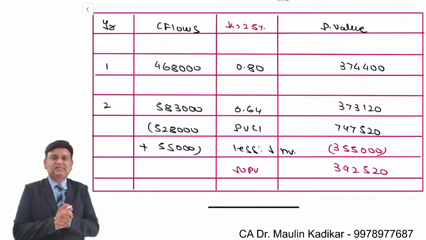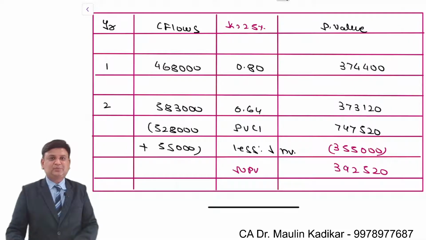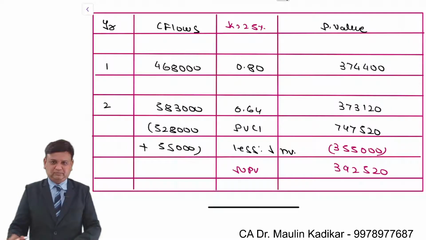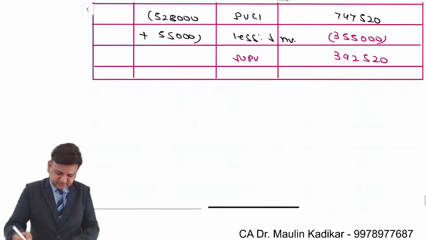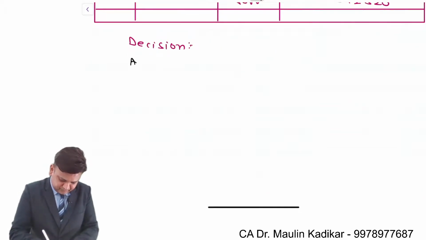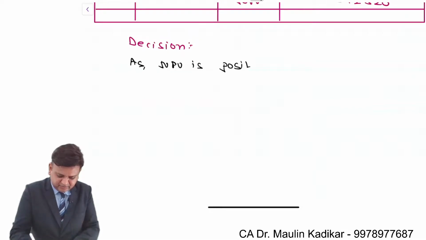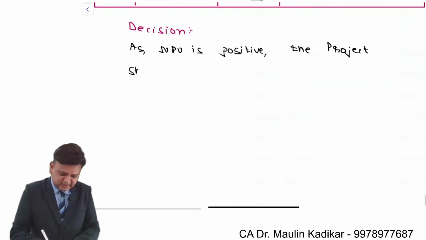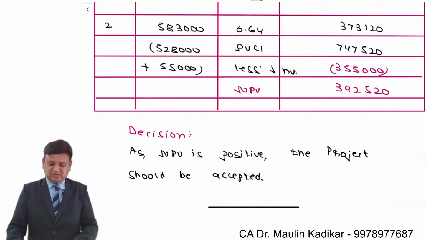So we understand that since NPV of the project is positive, the project should be accepted. So the final answer is, decision: as NPV is positive, the project should be accepted. This is the way we have to write the decision.